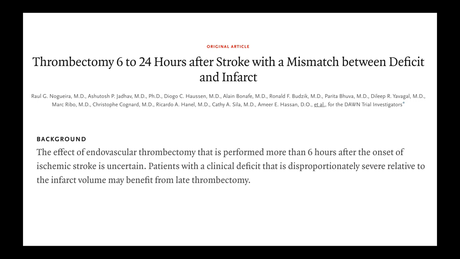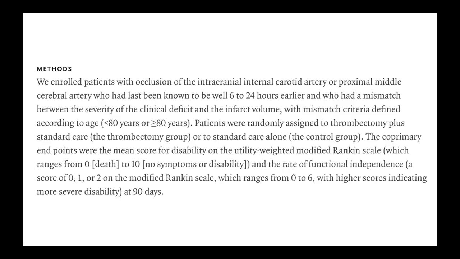And one of these therapies is thrombectomy, going inside through the blood vessels and removing the clot out. And so, in this case, patients with a clinical deficit that is disproportionately severe relative to the infarct size seen on their brain imaging, these patients may benefit. And let's take a look at the methods in this study.